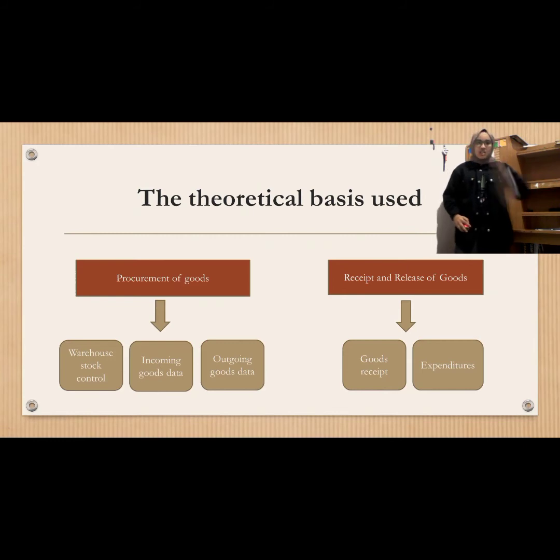Incoming goods data is goods entered or purchased by the company into the database, which will add to the inventory stock and warehouse. And the last is outgoing goods data, the recording of data on goods that go out or are sold by the company. For receipt and release of goods, the first is goods receipt: inspection of goods consisting of types of goods ordered, and the expenditures, which should be complete or supported by a goods request.